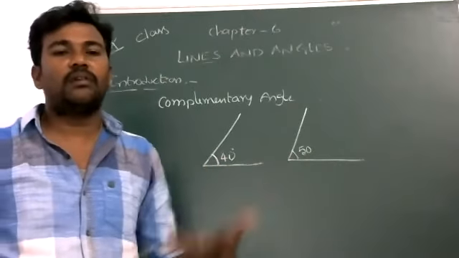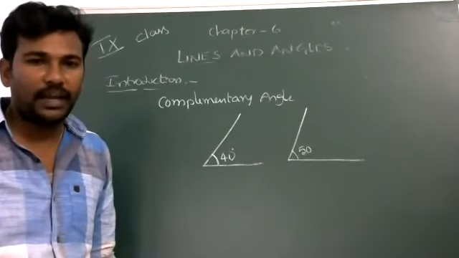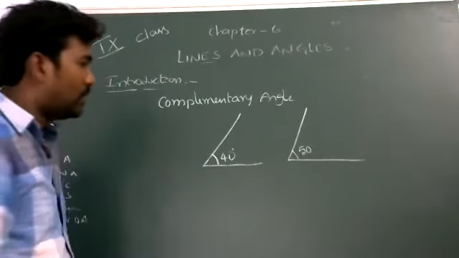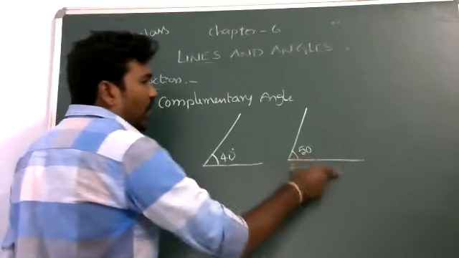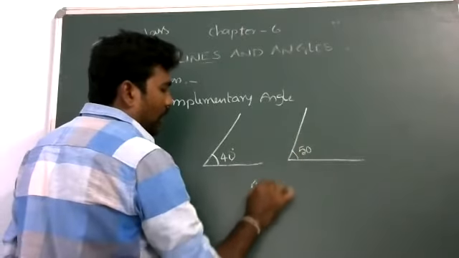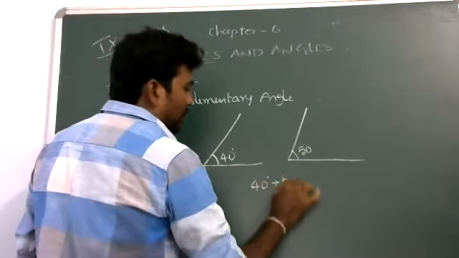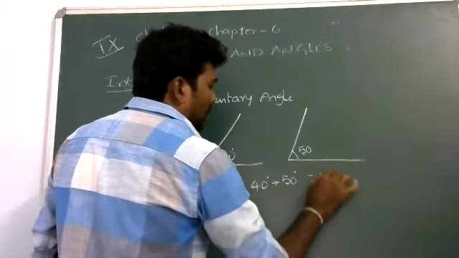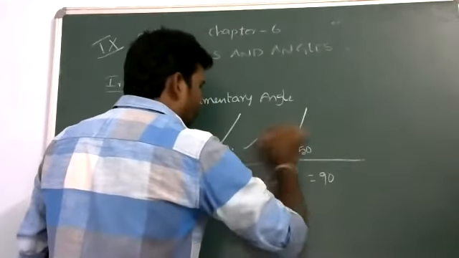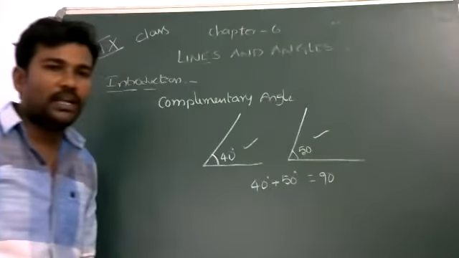Then those angles are called complementary angles. Once again, the sum of any two angles is 90 degrees. Now 40 degrees plus 50 degrees is equal to 90 degrees. Then these two angles are called complementary angles.